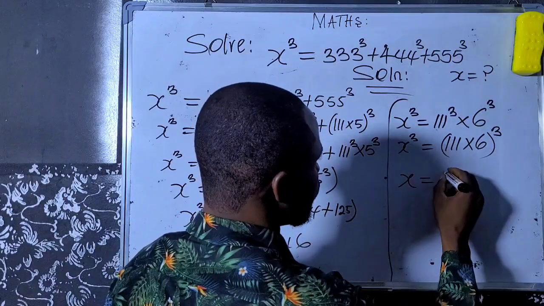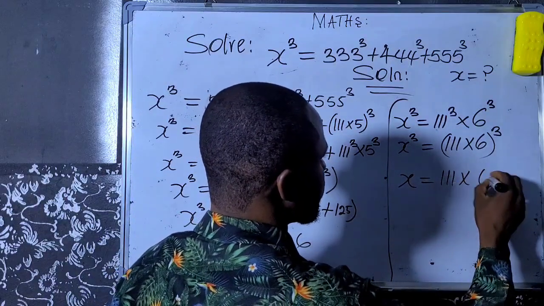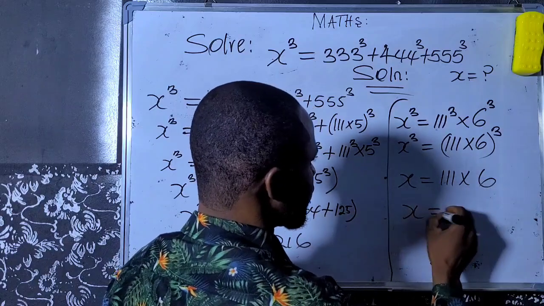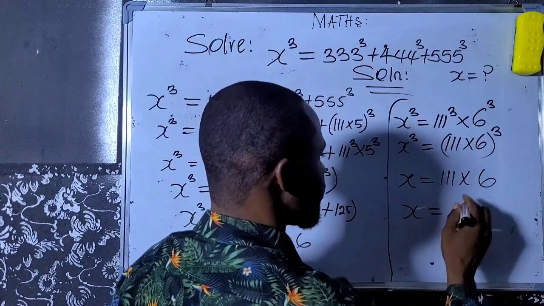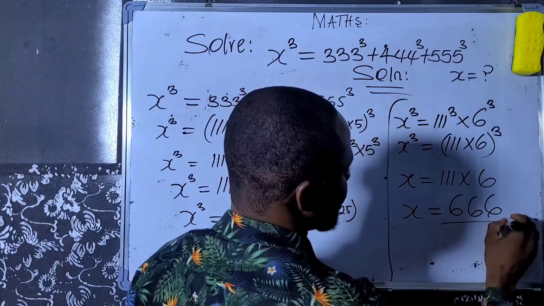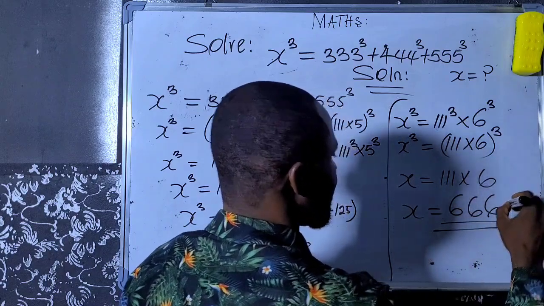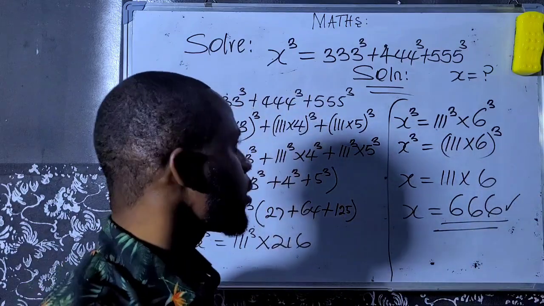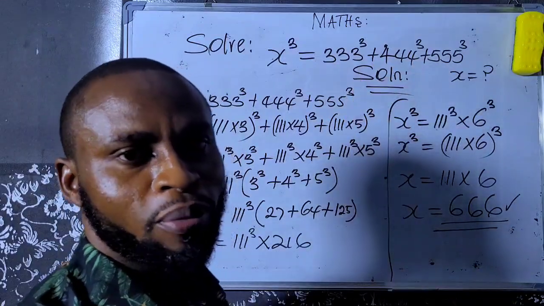Therefore, x equals 111 multiplied by 6, which will give us 666. And this is the value of x that will satisfy this equation right here on the board.